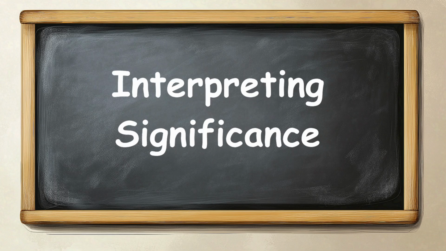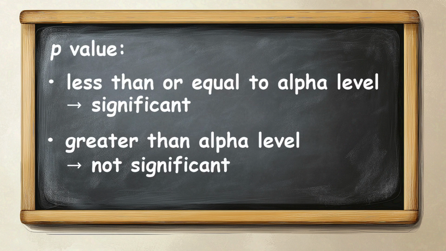The next step is to determine whether the association between your two variables is significant. If your p-value is less than or equal to the alpha level you selected for your test, then a significant association is indicated. On the other hand, if your p-value is greater than the alpha level you selected, there is no significant association. A typical alpha level for a test is 0.05.